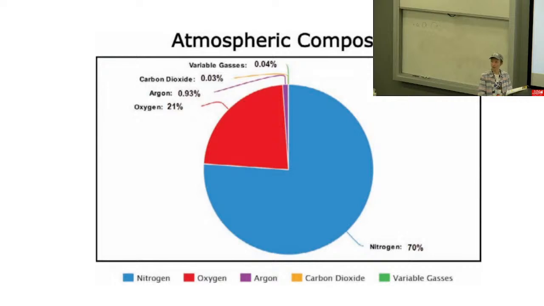Cool. Oh, here's a good picture from your textbook. Again, nitrogen is well over most of the atmosphere for composition of it. It's a big blue circle.